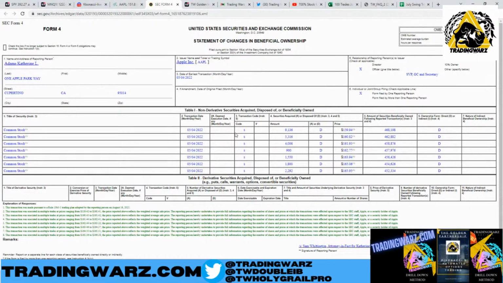So we could see them filing here. So Adams, Catherine, I don't even know who this person is. So they're an officer, SVP, and secretary selling shares here.